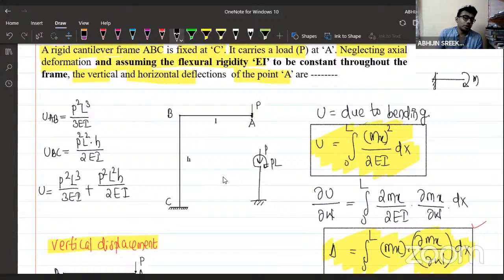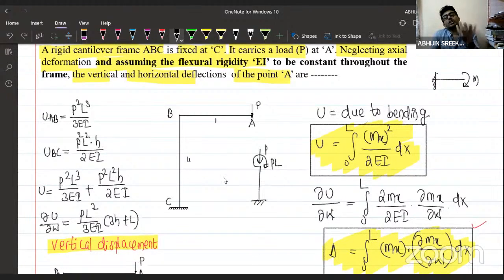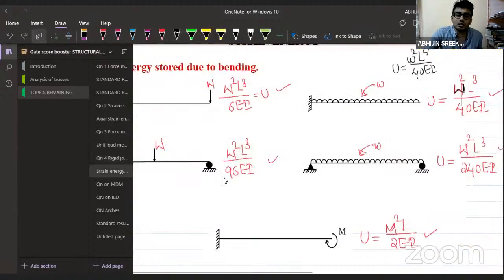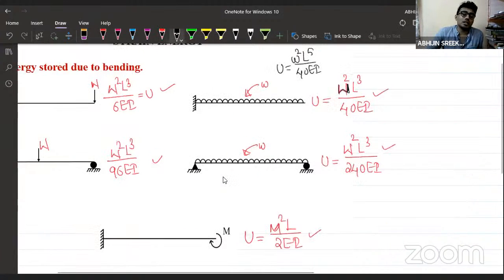If you take the partial derivative of U with respect to W, you'll be getting the displacement. We will be getting the vertical displacement as P L square divided by 6EI into (3H plus L). You'll be getting the same answer there. So what I'm trying to say is, you have to remember these standard results, and there is a possibility of getting direct questions from these standard results.